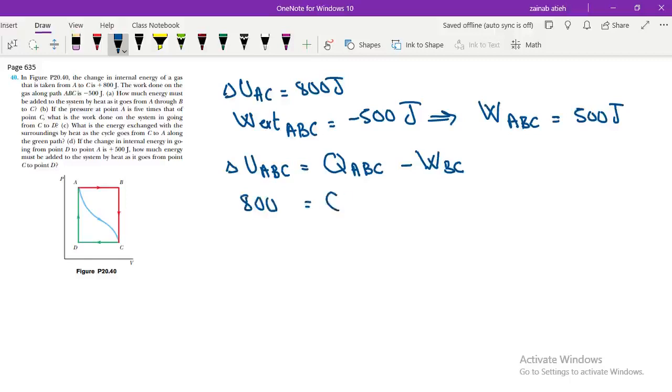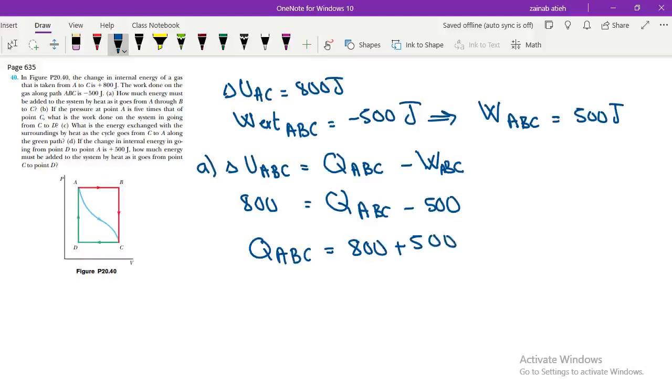The Q, I'm searching for it, so this is part A. I'm searching for Q ABC. The work along ABC is 500. This will give me Q ABC equals 800 plus 500, which is equal to 1300 joule.